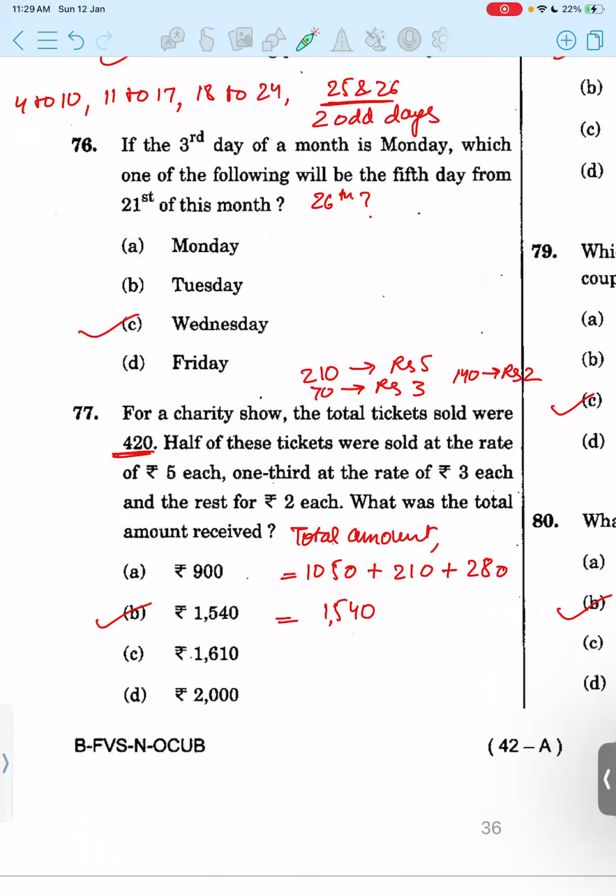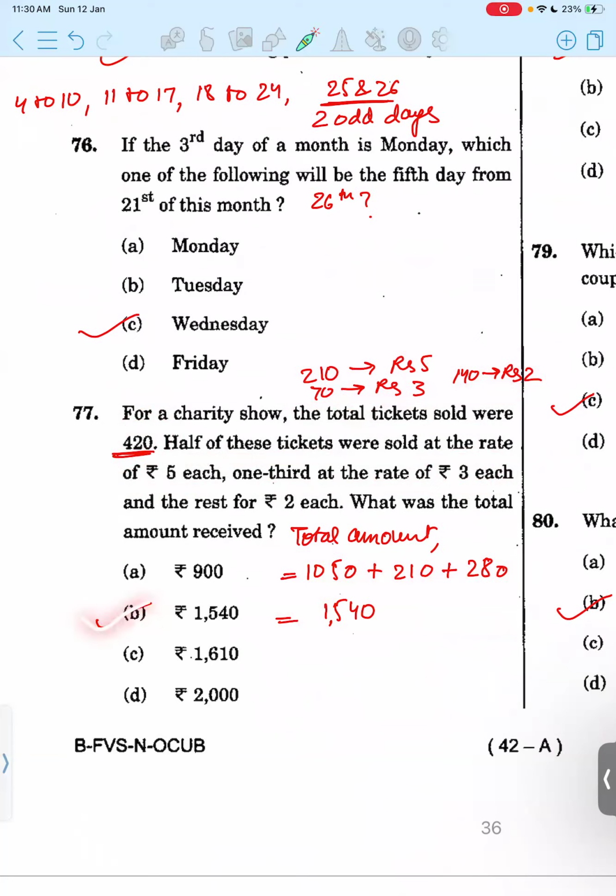Then again a question where total tickets sold were 420. Half of these tickets were sold at rupees 5, half of 420 is 210. Then one third of the rest half which are left at rupees 3. So 70 tickets at 3, and then whatever is left, which is 140, sold at 2 rupees. So we have to calculate the total amount that is received, or total revenue. So we'll just multiply these and then add them. So we'll get 1540. Option C.